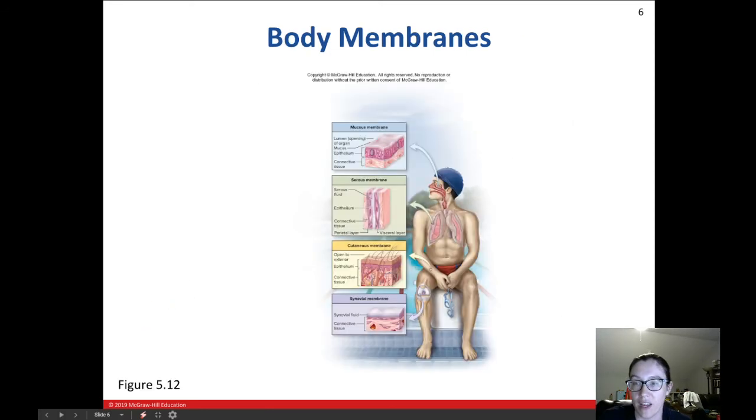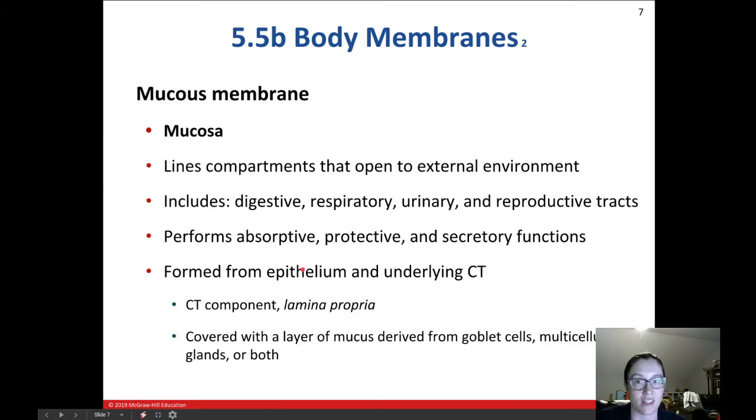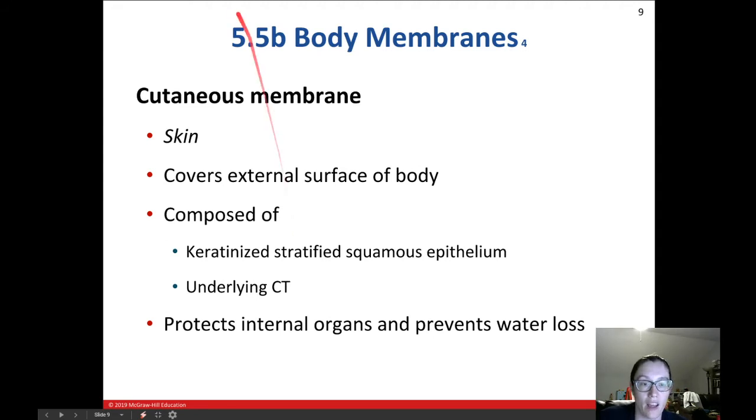Now, you can look back here. So that's going to be these serous membranes right here. We have that simple squamous epithelium sitting on top of connective tissue, and we have the serous fluid in between. Now the next one is the cutaneous membrane, and I'm only going to spend a little while on this because chapter 6 is all about the cutaneous membrane, and that's our next chapter.